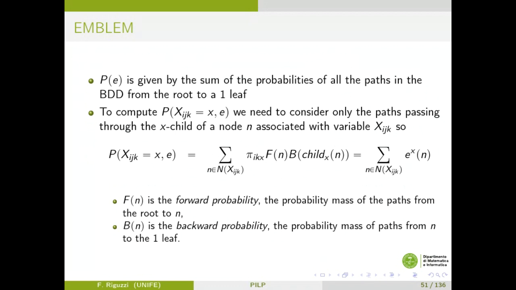associated to xijk. So, this joint probability is given by the sum for all the nodes of the level of this random variable. So for all the nodes associated to random variable xijk, you compute this formula, where Fn is the forward probability or the probability mass of the path from the root to node n. B of n is the backward probability, the probability mass of the path from n to the one leaf. So you multiply the forward probability of n times the backward probability of the 0 or 1 child of n times the parameter of the Boolean random variable. This is the sum of the probability of paths that pass through a node associated to variable xijk and go through a given child, a 0 or 1 child.